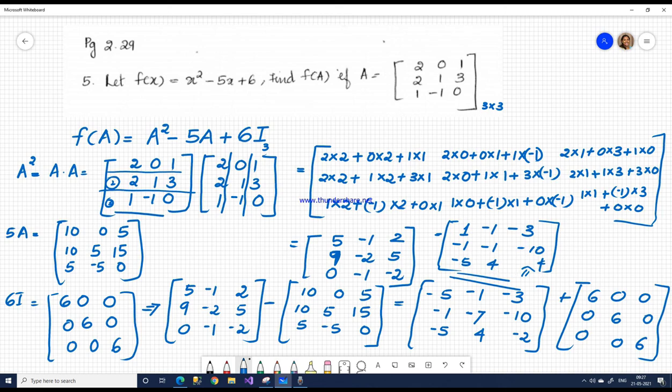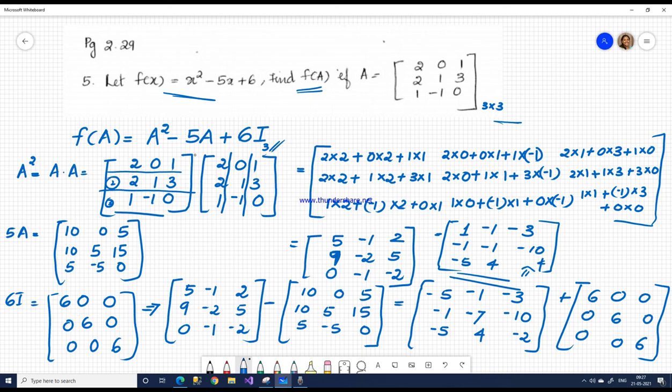So whenever such functions occur, whenever the function is given, f of x is equal to some expression, if you are asked to find what is f of A, what you have to do is, instead of x you put the value A over here, changing the expression in terms of A. So it will be f of A is equal to A square minus 5A plus 6I. Why do I represent the value 3 over here? Because A is a matrix of order 3 by 3. So the identity matrix should be of order 3.